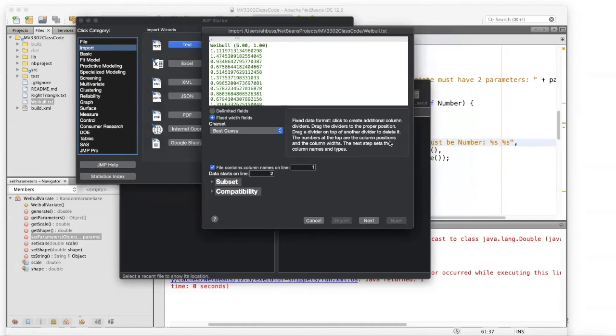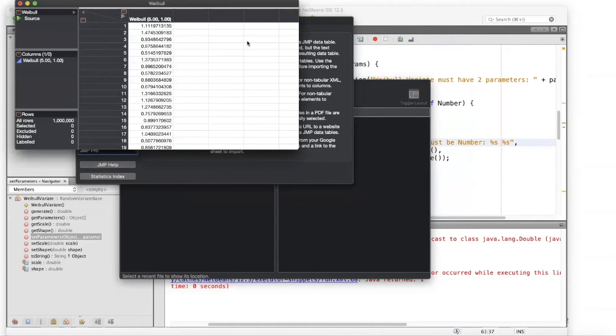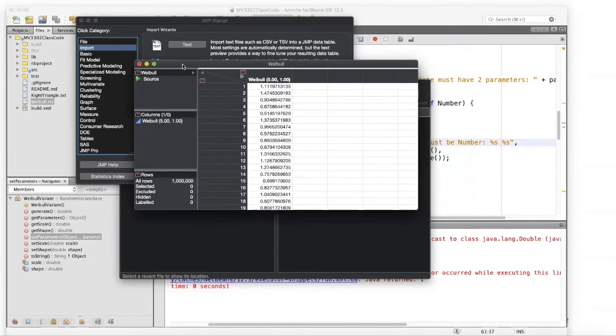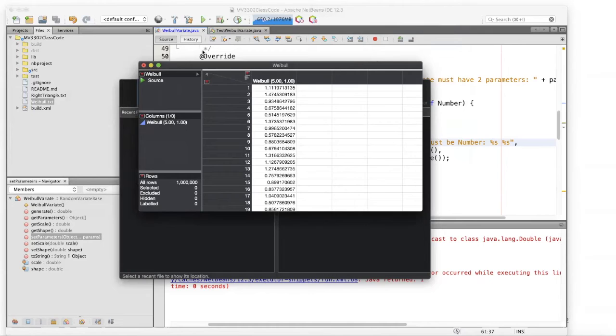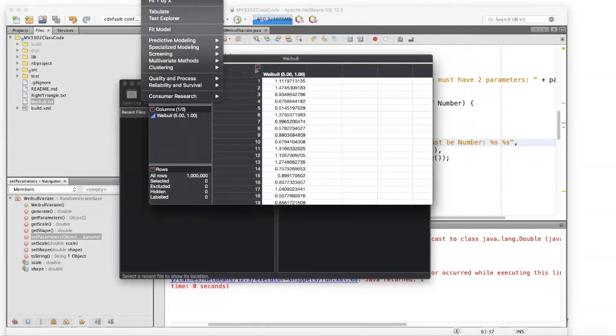And then, let's see, it did its best guess. It said fixed width, that's okay. If it were a CSV file, then we would need to worry about that, but this seems to work okay. I assume you can all see this, right? And so I just import that, and then it imports it into a data set. And now with this data set, I can analyze the distribution.